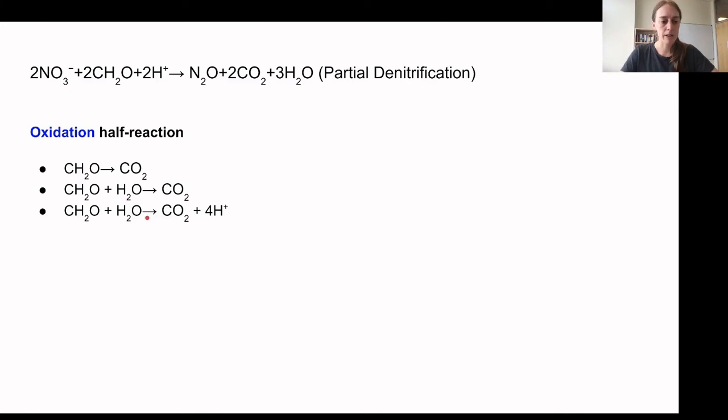Then we need to balance our hydrogens. We originally had 4 hydrogens here because we had 2 in our sugars and 2 in our waters. We had no hydrogens over here, so we need to add 4 hydrogens on this side. And then we need to balance out the charge. So because we had just 4 hydrogens on this side, we need to add 4 electrons to balance out those positive charges from the hydrogens.